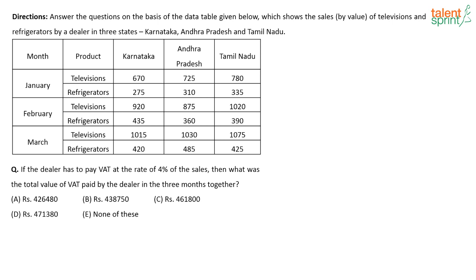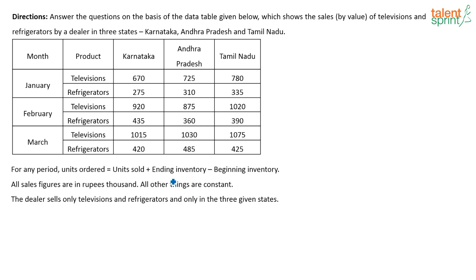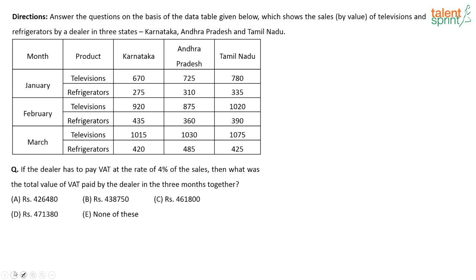So this is the first question. Let me write down that formula here for you. It might be useful for the questions. Units ordered is equal to units sold plus ending inventory minus beginning inventory.